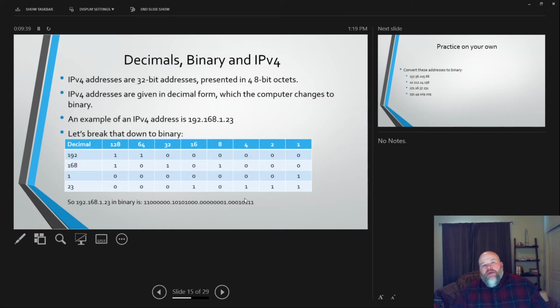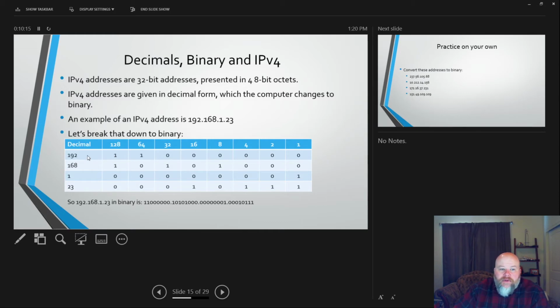Now, IPv4 addresses are 32-bit addresses, but we represent them in 4 8-bit octets, all right, 4 bytes. They're given in decimal form, and your computer and its logic will change this to binary. With an IPv4 address, you're given 4 decimal numbers separated by a decimal point. An example of an IPv4 address is 192.168.1.23. Let's break it down in binary.